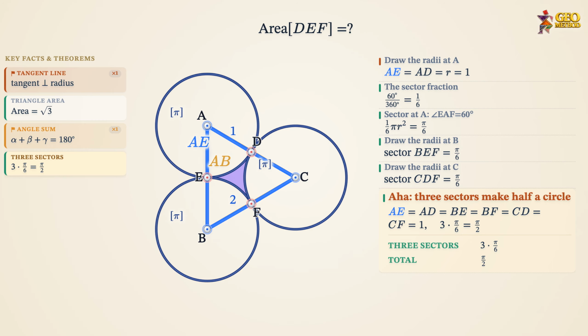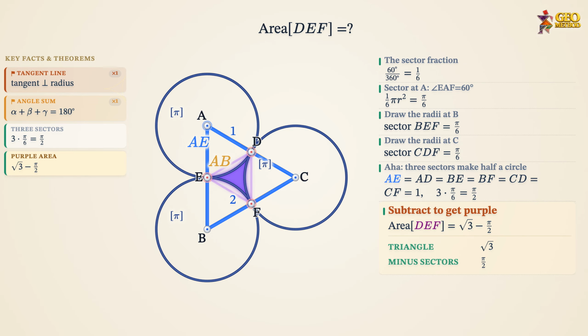Aha. The three central angles are 60 degrees each, so together they span 180 degrees. With unit radii, such as segment AE, the three 60-degree sectors combine to one half circle, even though they sit at three different centers.